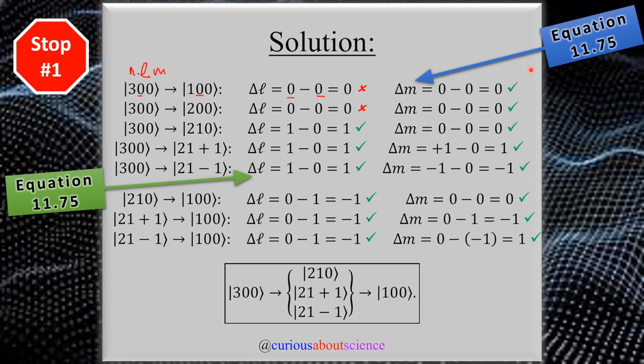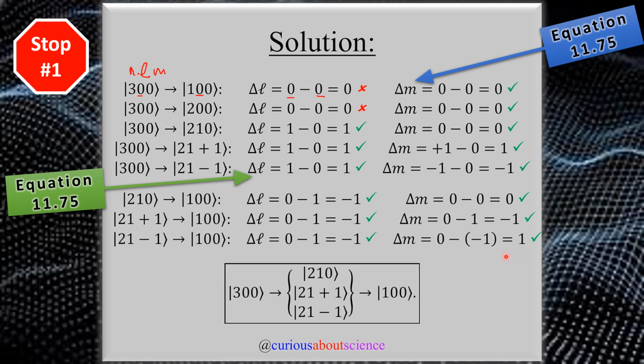But from this point, the electron can still decay. So let's check these paths. Now we have to go from the 2,1 level with m equals 0 or plus or minus 1 to the ground level. So our l's are all negative 1, so we're fine. And the m's are all 0 or plus or minus 1, so we're fine. So that's good to go.